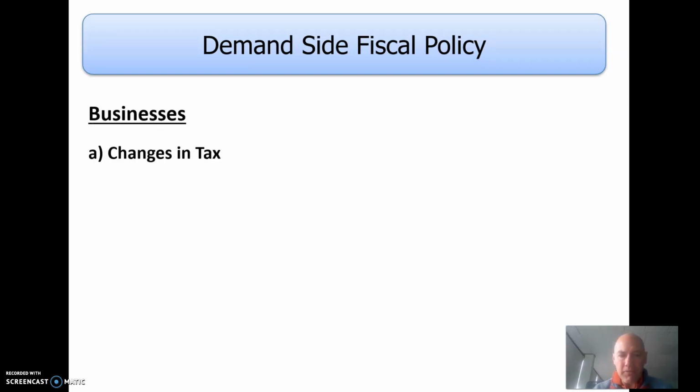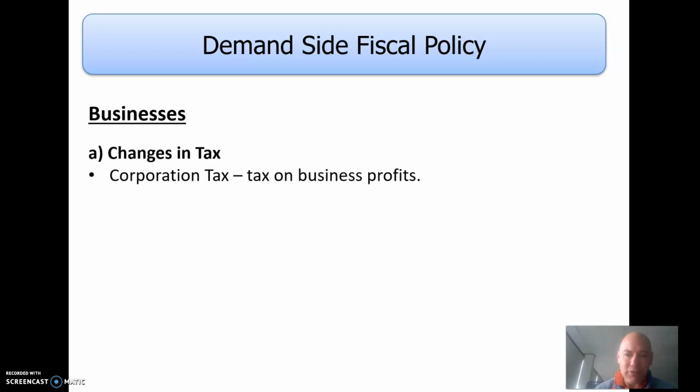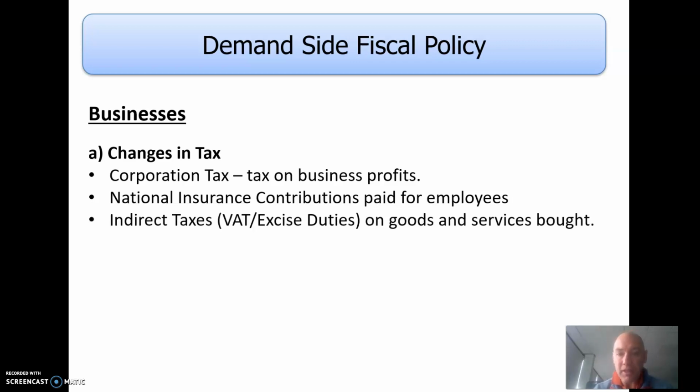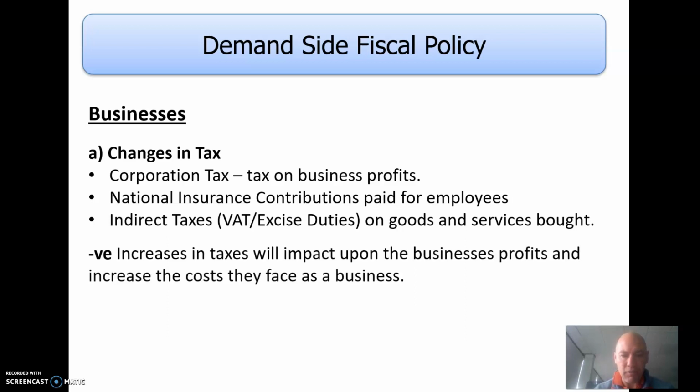In terms of firms, when there's a change in tax, corporation tax will hit a business's profits and obviously dividends, but also its ability to reinvest or to invest in both capital and research and development. National insurance contributions are paid for. Firms pay a contribution towards national insurance for employees, and also they're responsible for paying indirect taxes such as VAT, excise duties, and so on.